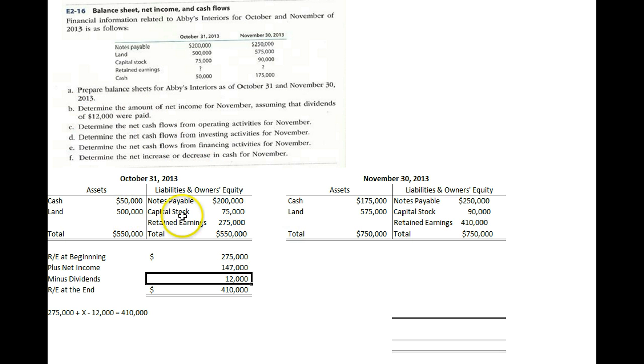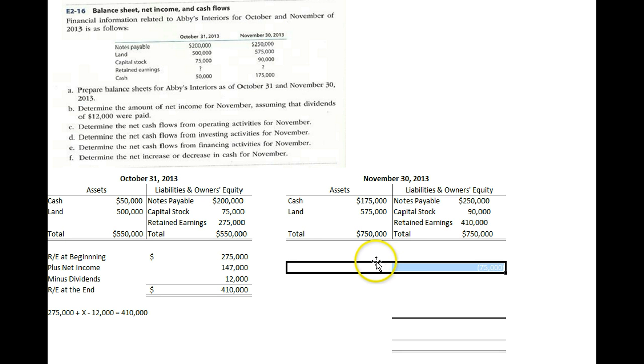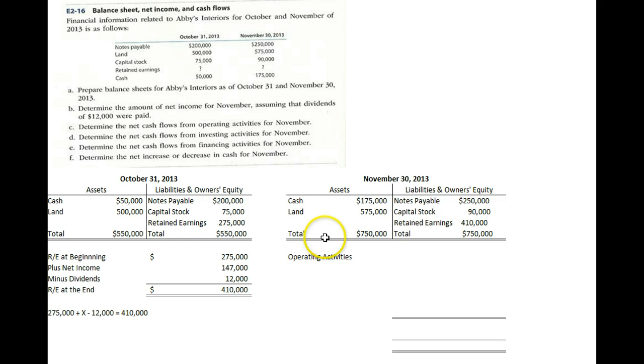So part A was to prepare the balance sheets, part B was to determine the net income. Now let's go over here in the cash flow statement, if you will, and see if we can't come up with our cash flows from our various activities. Well, operating activities, our net income was $147,000. There's no accounts receivable or accounts payable or inventory in this problem, so it looks like our cash from our operating activities is exactly equal to our net income.